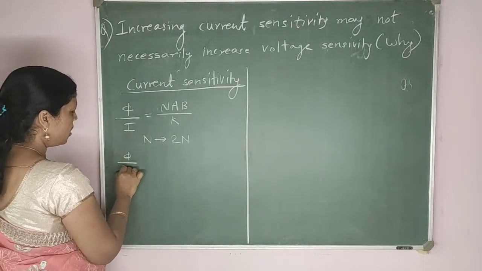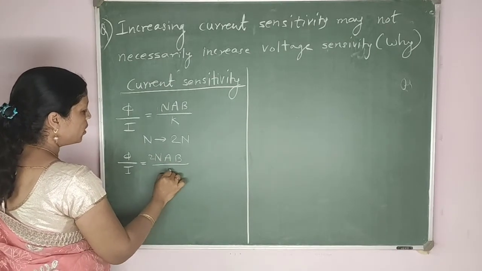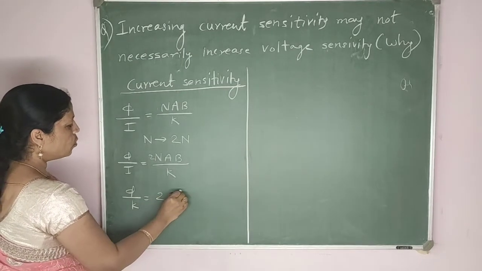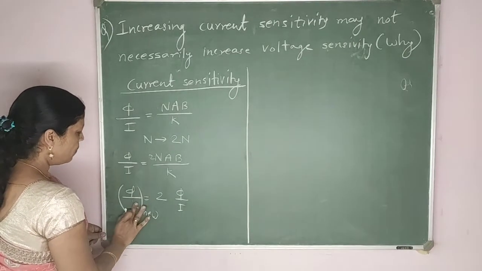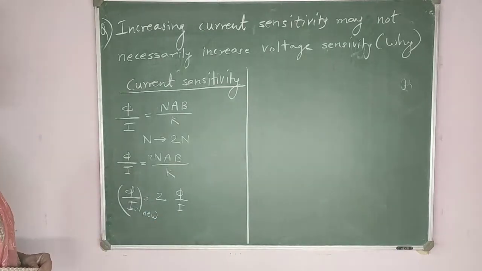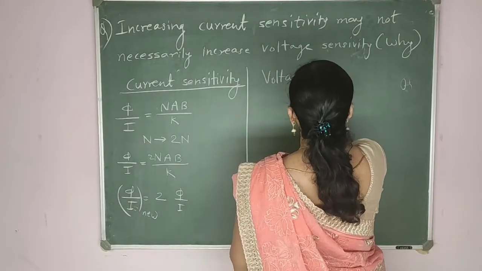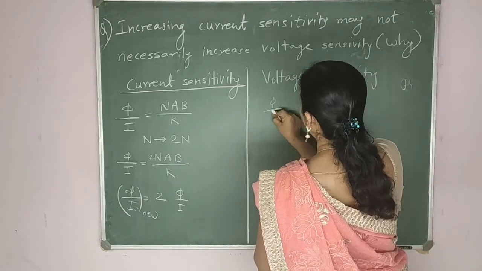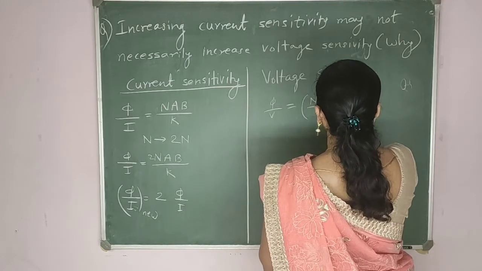So phi upon I will become 2NAB upon K, 2 times NAB upon K. The new phi upon I becomes 2 times the initial current sensitivity. Now let us see what will happen to the voltage sensitivity by increasing the number of turns. Voltage sensitivity, as we have written the equation earlier, phi upon V equals NAB upon K into 1 by R.